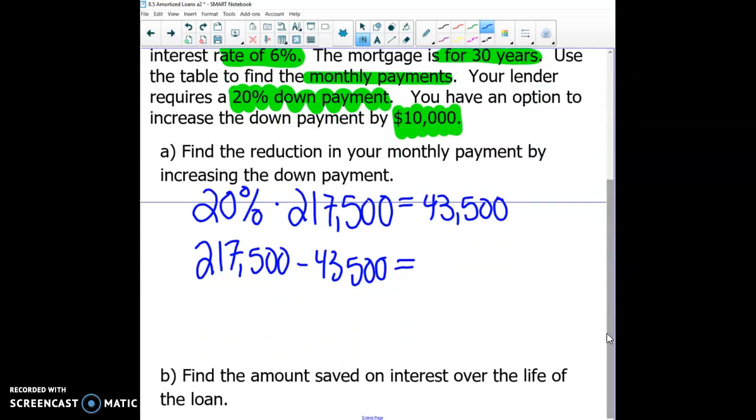And when I subtract that, the 500 is gone, and then I have, help me out, guys, what is that? 217 minus 43. 174,000.